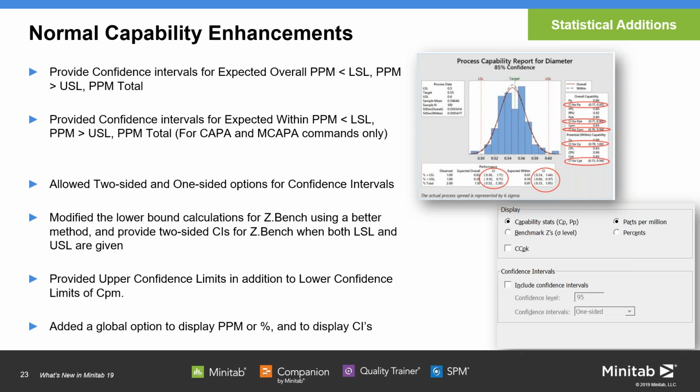So for CPK and PPK, selecting one-sided gives us only the lower bound interval. So that's the worst side, right? The worst case scenario for CPK or PPK. And for PPM or percent defective, Minitab 19 gives you the upper bound. So that's the highest we'd expect defective parts per million or percent defective to be. So that's the worst case scenario for PPM or percent defective.